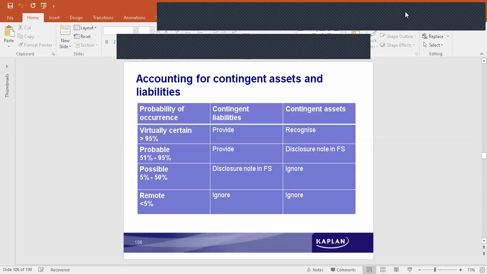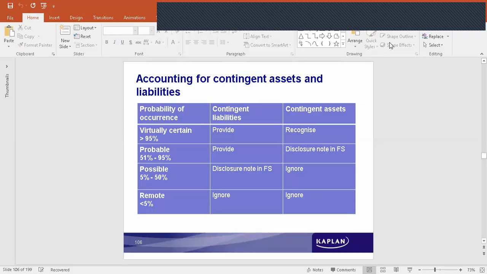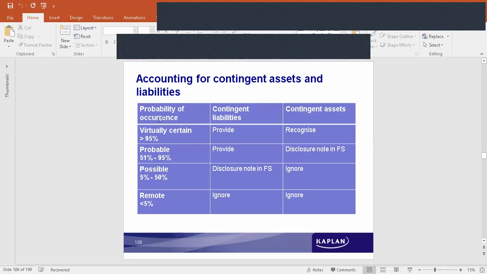All future anticipated losses are to be provided, but not future benefits. So we have that prudence principle. If the probability of occurrence is greater than 95%, it is provided. Between 51 to 95%, it is provided. If it is possible, 5% to 50%, the details are mentioned as additional information about the possibility of future loss happening, and it is disclosed in the financial statement. If the chance of happening is very remote, or less than 5%, it is ignored.